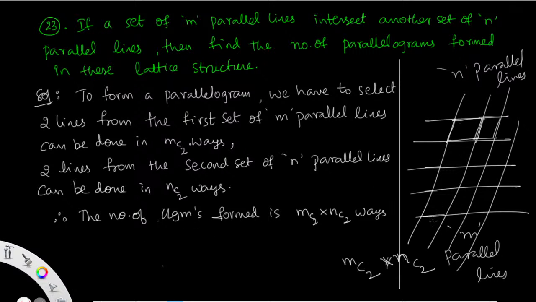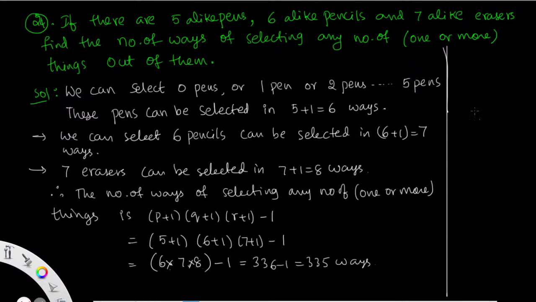Out of M lines, we can select 2 to form a parallelogram in MC2 ways. Another set of N parallel lines, to form a parallelogram we need 2 lines, that is NC2 ways. Therefore, the number of parallelograms formed is MC2 into NC2. This is question number 23. Then go to the 24th question.